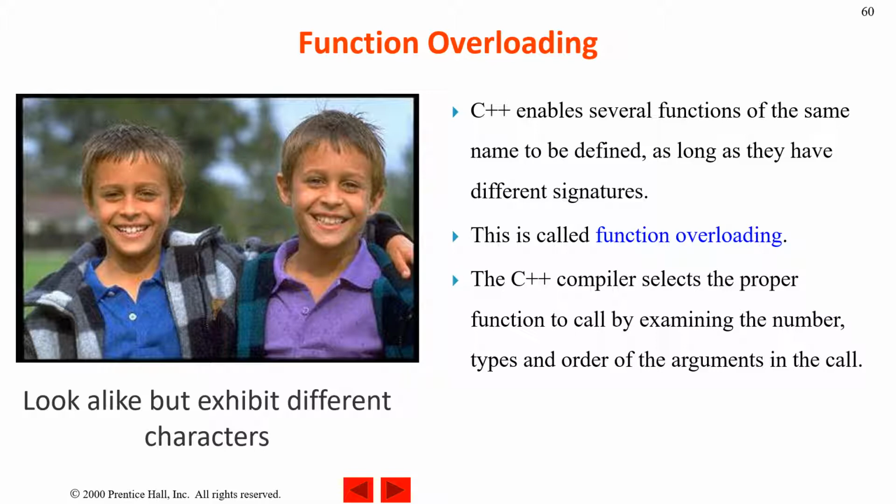So as you can see in this picture, these two kids look very similar to each other. They look alike but they may exhibit different characters. Similar is the case of a function. A function is overloaded if it has the same name and however its values may be changed, the signature may be changed. We'll see what is the signature.